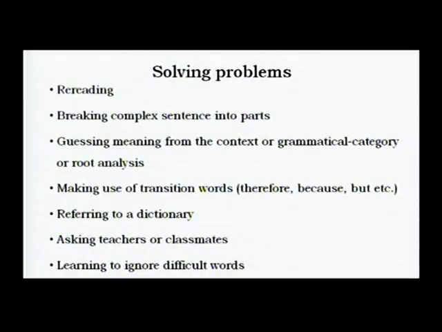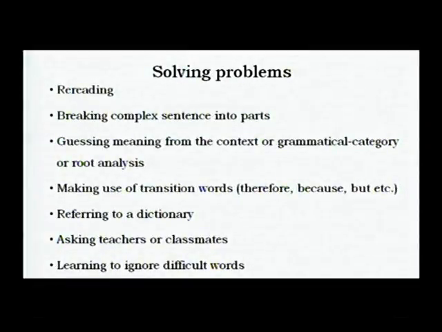The next strategy is breaking a complex sentence into different parts. For example, if your sentence is so complex and has so many clauses, let us understand clause by clause by breaking that particular sentence into different parts, maybe 3 or 4 parts, so that you will be able to understand each part individually. Then you need to combine all those parts into a coherent sentence, and you will be able to understand the meaning of that particular sentence.